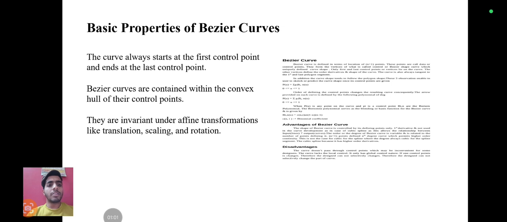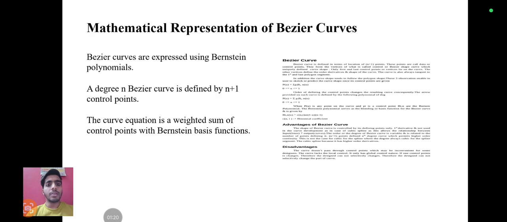Basic properties of Bezier curves. The curve always starts at the first control point and ends at the last control point. Bezier curves are contained within the convex hull of their control points. They are invariant under affine transformations like translation, scaling, and rotation.